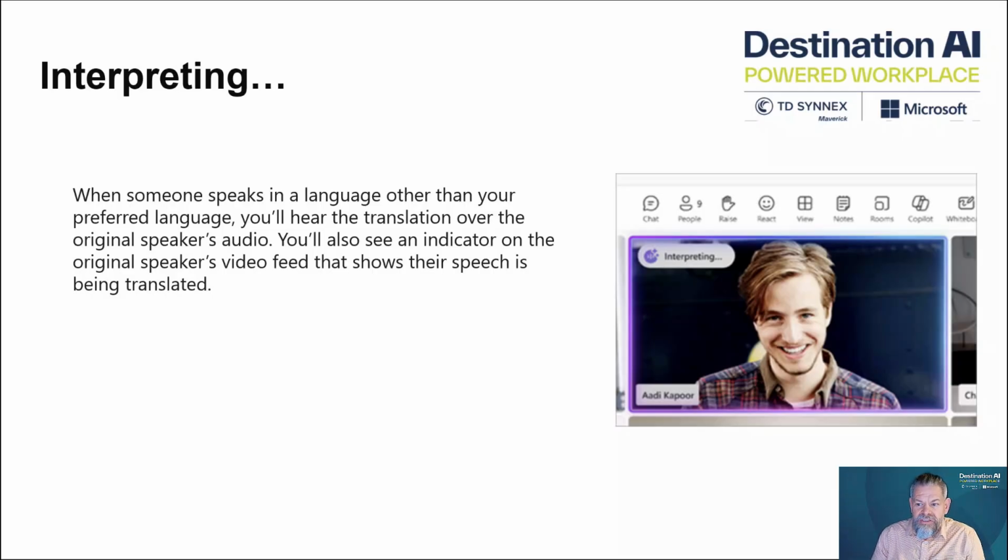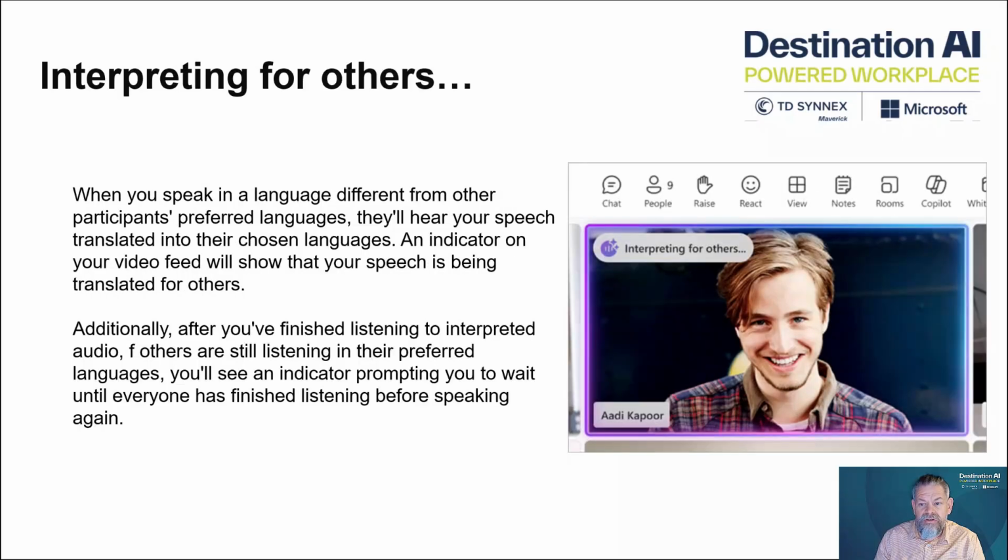The reason for this is that the AI behind it is getting to such a good state that it's hard to differentiate whether I'm speaking in my own language or having it interpreted on your behalf. Likewise, I have the ability to be understood whether or not it's being interpreted for others. I might understand English well, but what if I want to hear Jason speaking in German instead? That's what it allows me to do as a receiver. I can hear that speech translated in my chosen language, and an indicator shows on the video feed that the speech is being translated for others.